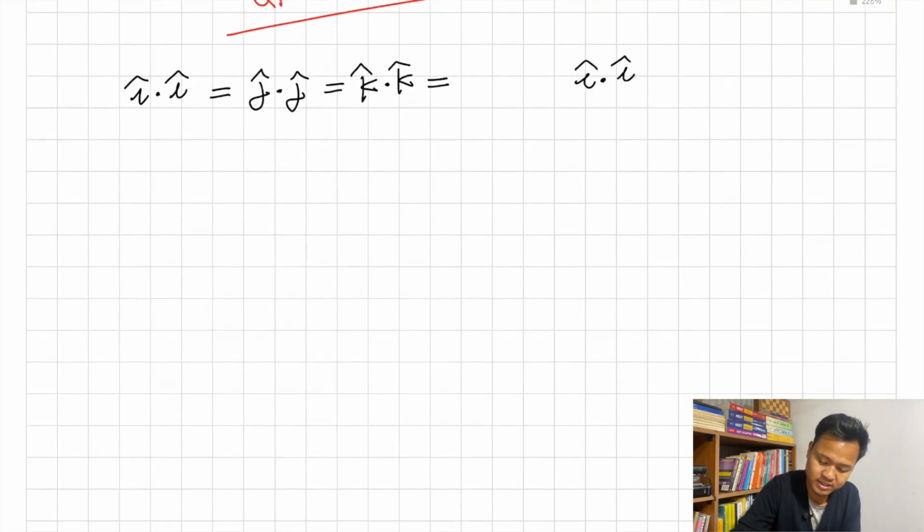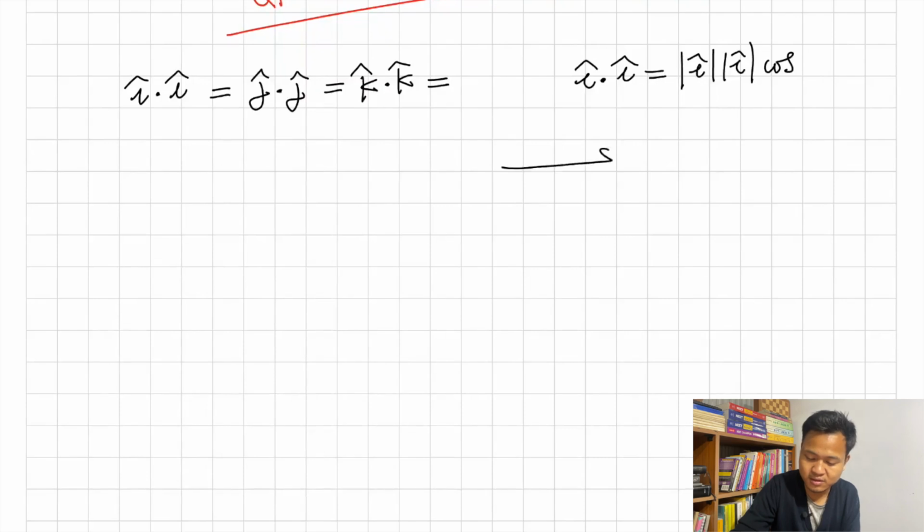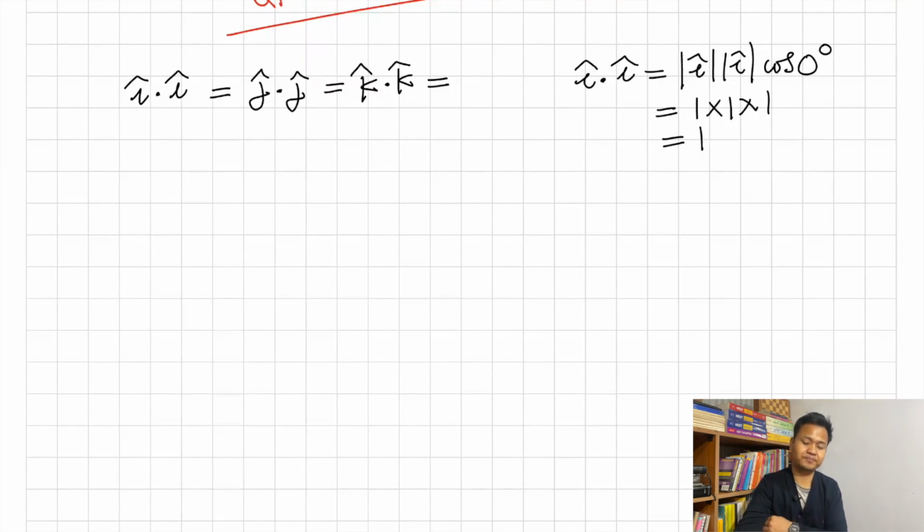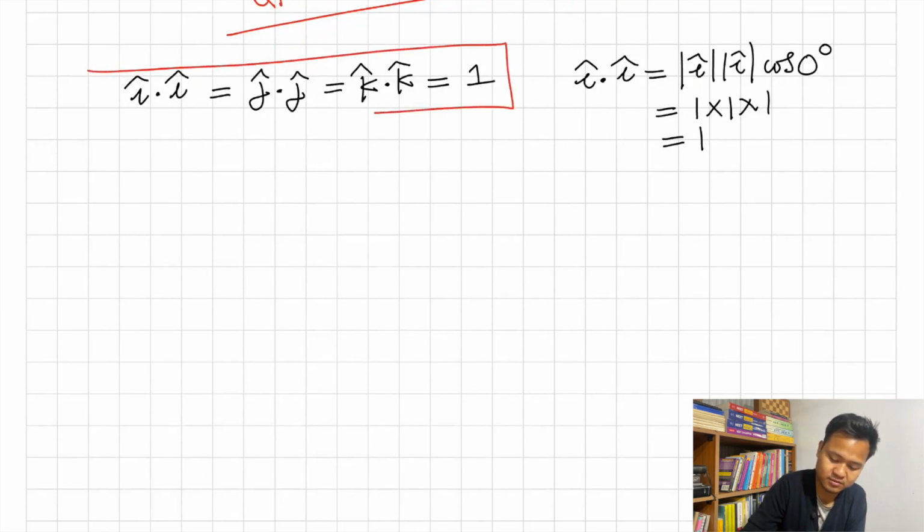For example, for i dot i, the formula is mod of i into mod of i into cos of the angle, which is 0 since it is parallel to the x axis. So I will have cos 0. The unit vector magnitude is 1, so 1 into 1 into cos 0, which is 1. Therefore the dot products i dot i, j dot j and k dot k are each 1. Remember this first thing. What happens if I do the cross product?